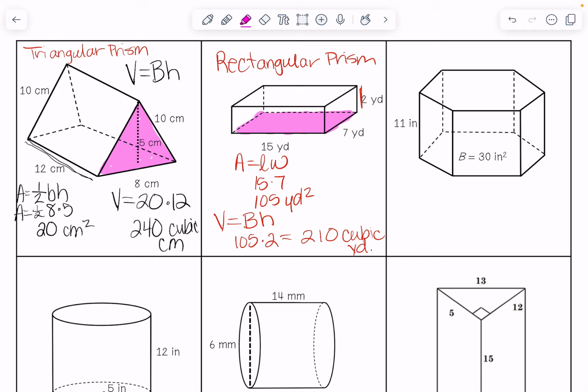The next shape we have is a hexagonal prism, so my bases are hexagons. Now we don't really have an area formula, at least not yet at this level, for the area of a hexagon, but we know that our volume formula is the area of the base times the height of the prism. And here it's actually telling me the area of the base is 30 inches squared, and the height is 11 inches. So when I multiply those, I'll get 330 cubic inches.